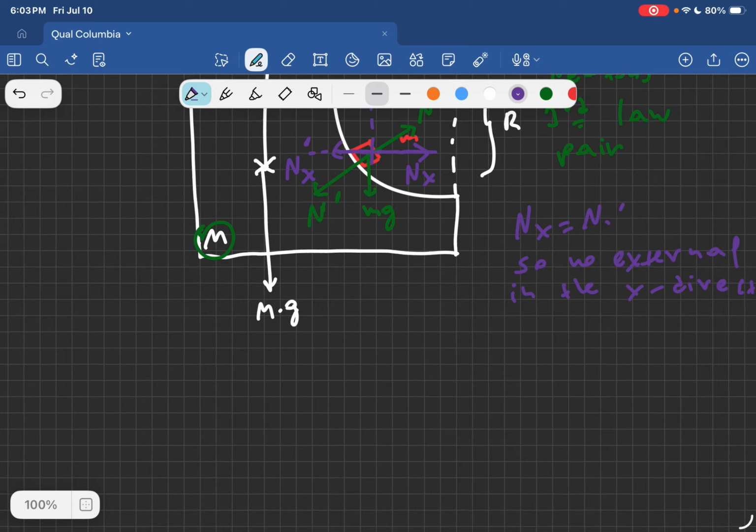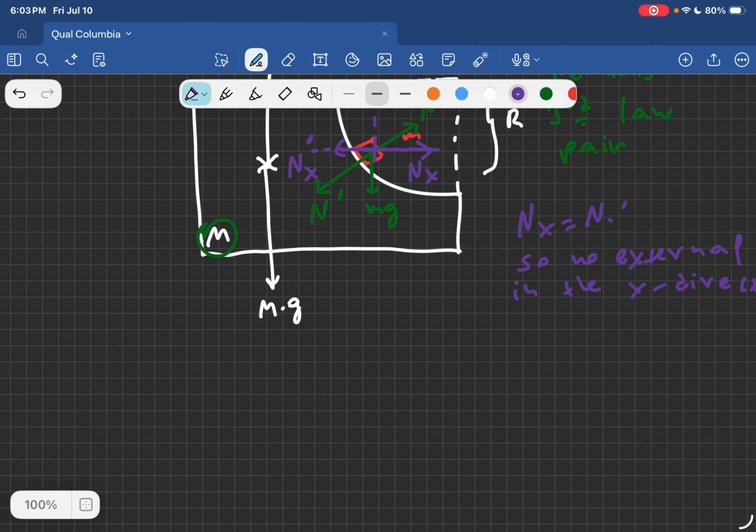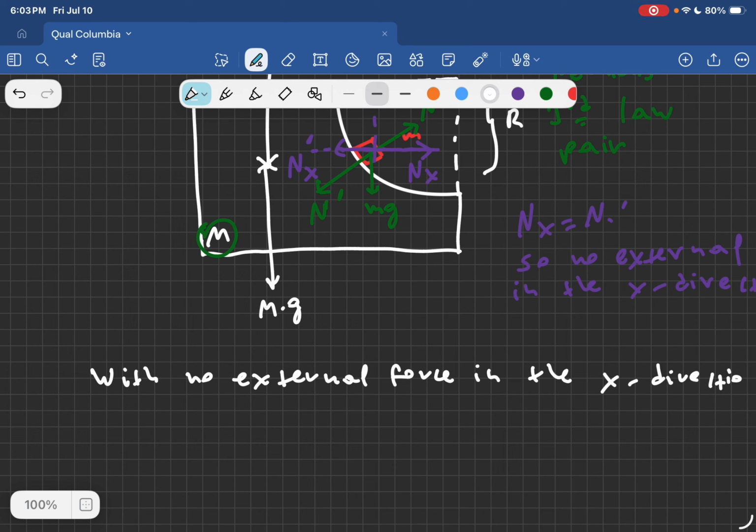And with no external force in the x direction, let me switch to white. So with no external force in the x direction, momentum is conserved in the x direction.